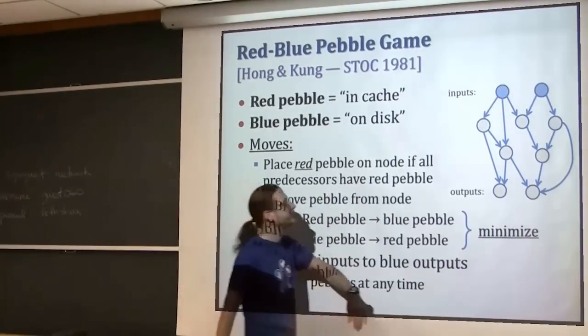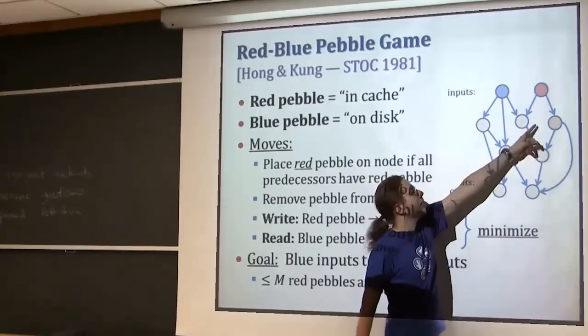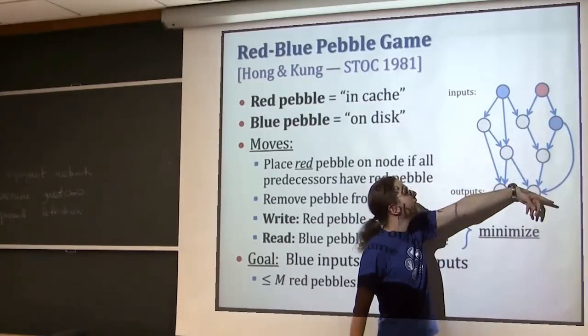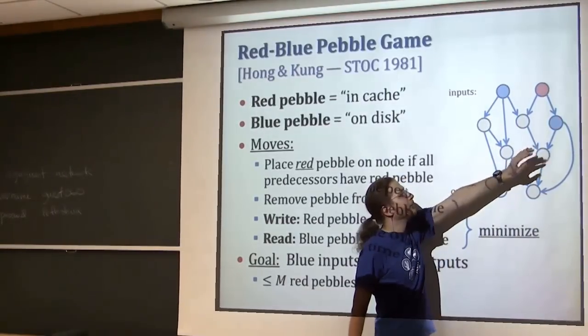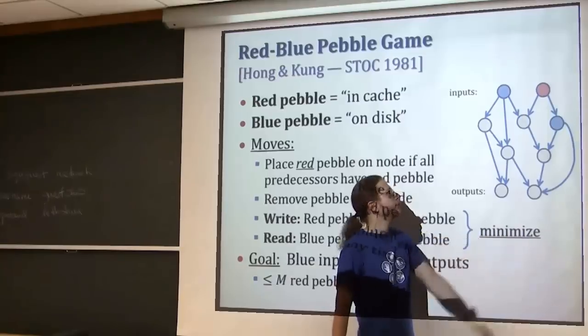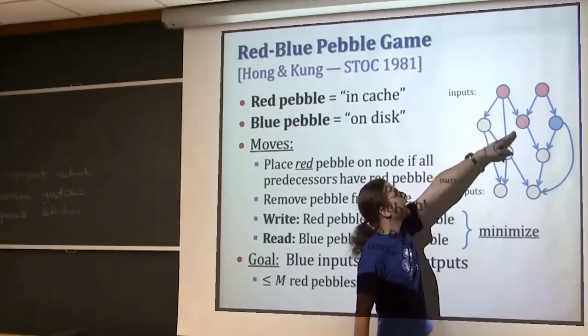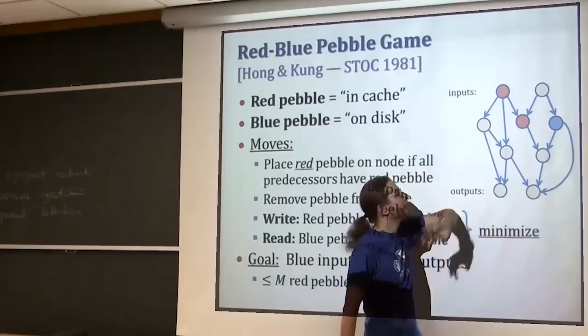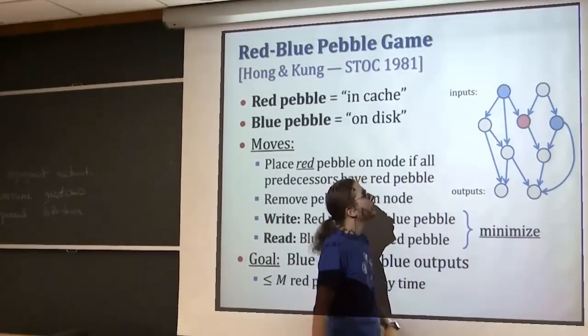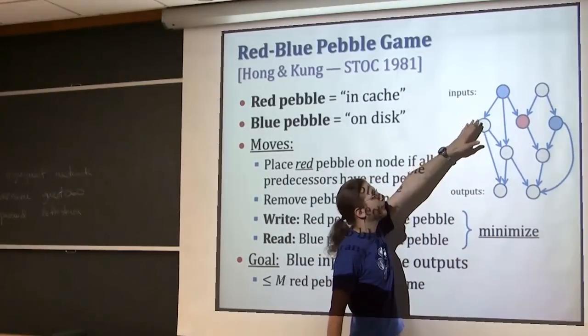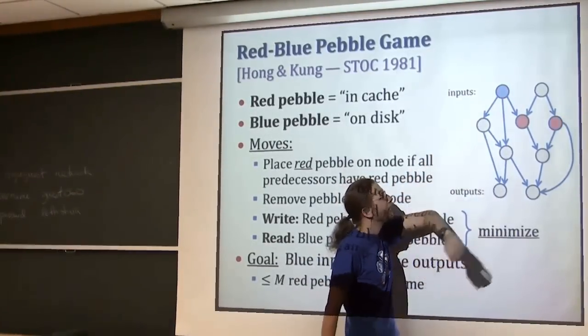So let's go through this. I can make that one red, and now I can make this one red. Great. Now I don't need it right now, so I'm going to make it blue, meaning write it out to disk. Make this one red, make this one red. Now I can throw that one away. I don't need it on cache or disk. I can put that one on disk because I don't need it right now.